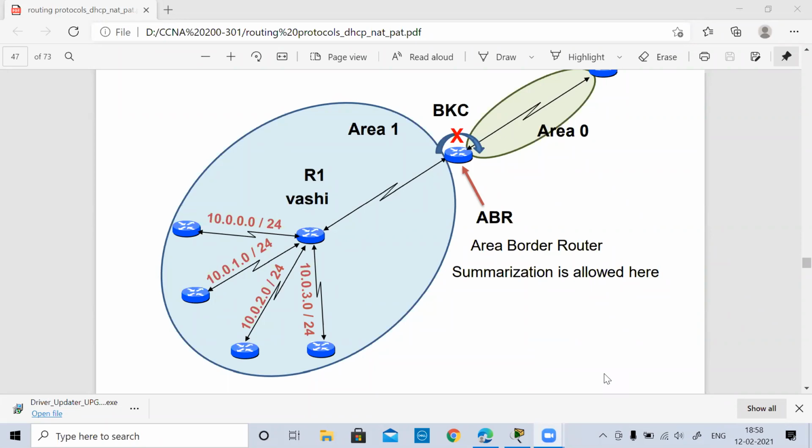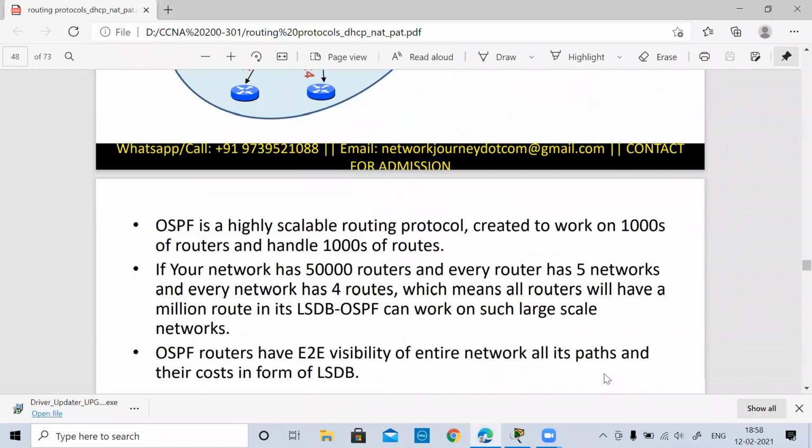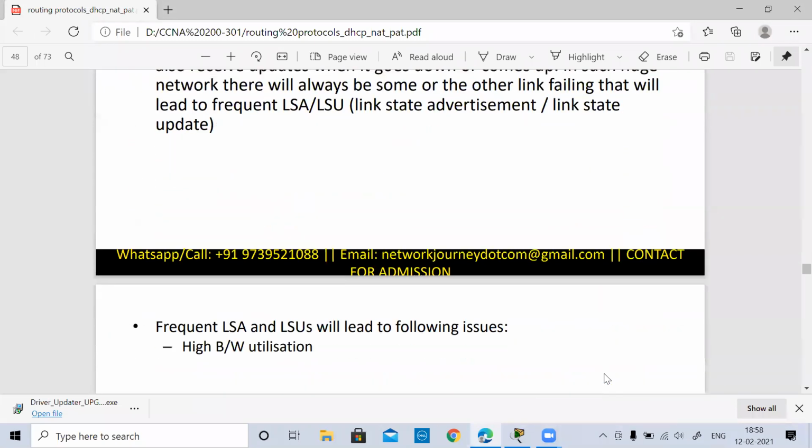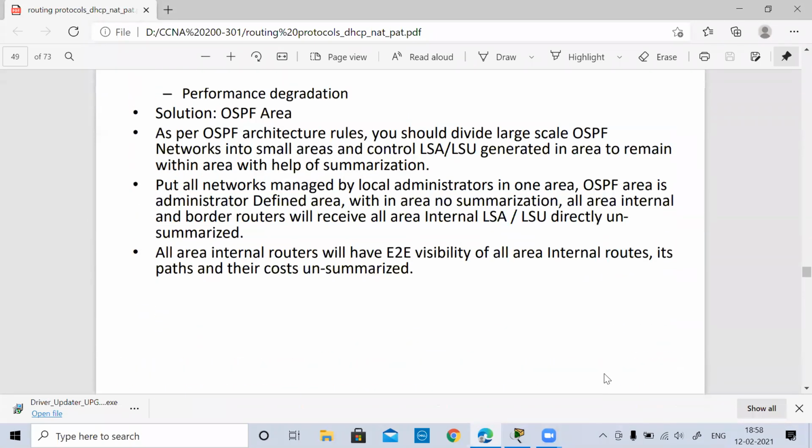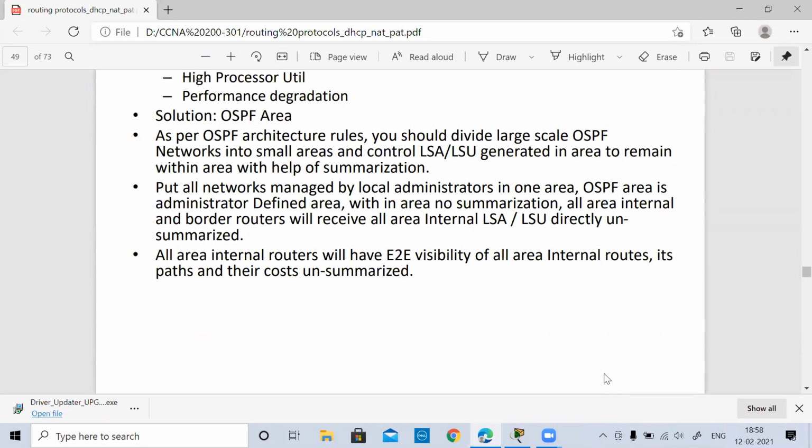because to control frequent link state advertisement and link state updates on a larger network, you have to group together those networks which are controlled by one local administrator. We have mentioned that the networks managed by the local administrators go in one area. So whatever networks one administrator is managing, all those networks have to be put in that particular area. So internal routers will have end-to-end visibility of all the internal routes, their paths, and their cost, unsummarized.